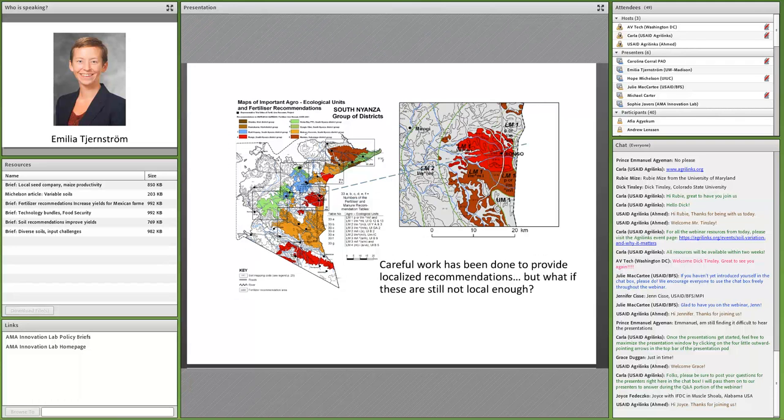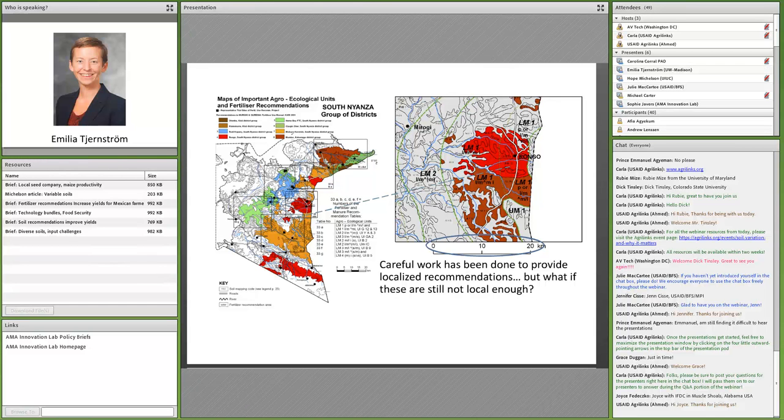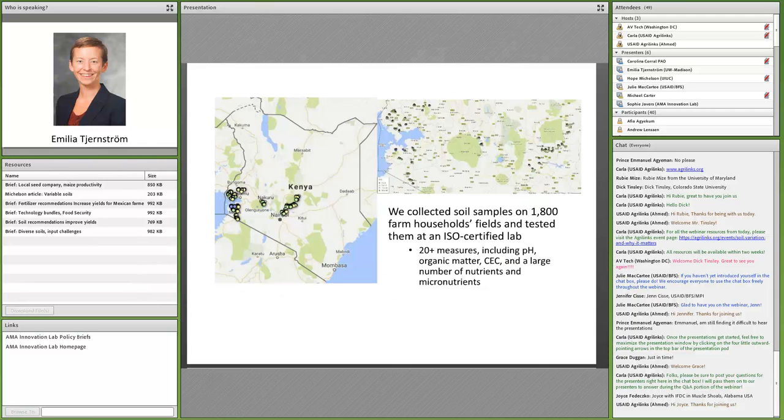Note the scale here, that this rectangle on the right-hand side is 10 to 20 kilometers across. Okay, and so we're going to look at our data to think about whether or not there's important variability even within these types of zones. Our data, these maps show the GPS locations of our sample farmers, and they were collected for a study on the socioeconomic impacts of a new maize hybrid. But as part of the data collection, we sampled the fields of 1,800 farm households and sent some of the soil samples to CropNuts, which is an ISO-certified lab in Nairobi.